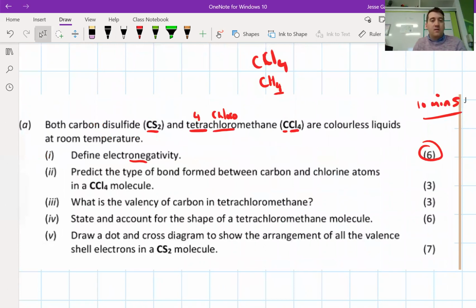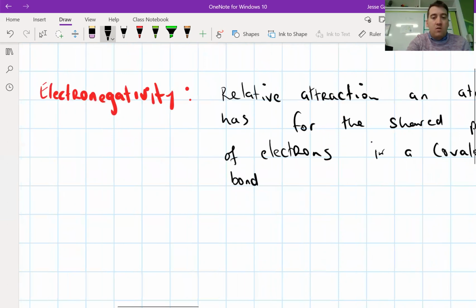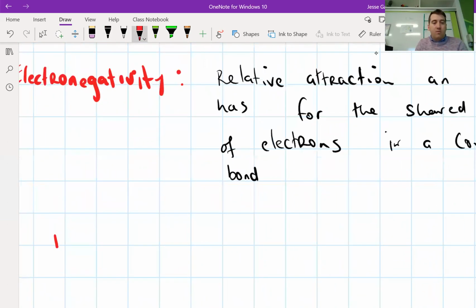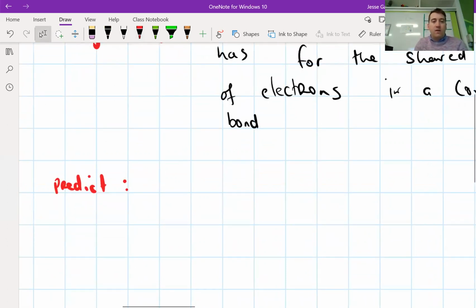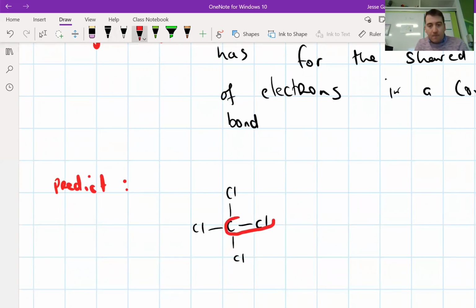It says predict. So make a prediction about the type of bond formed between the carbon and the chlorine atoms in a CCl4 molecule. First of all, I'll draw out the molecule for you, and this is a good idea for you to start drawing, for you to practice this as well. A CCl4 molecule looks like this. A C in the middle, surrounded by 4 chlorines. And what we want to know is what type of bond is this here?